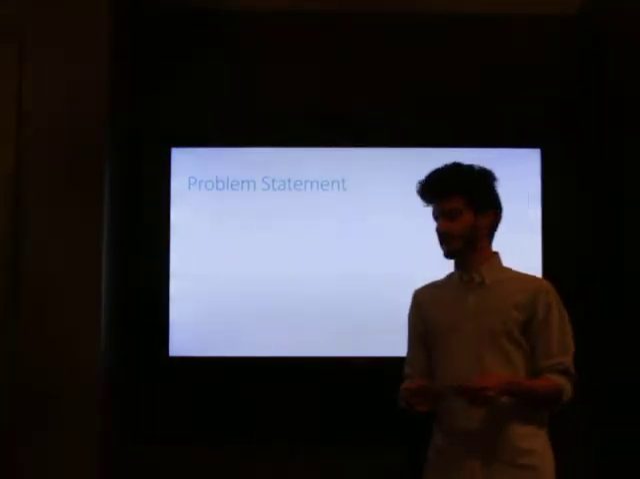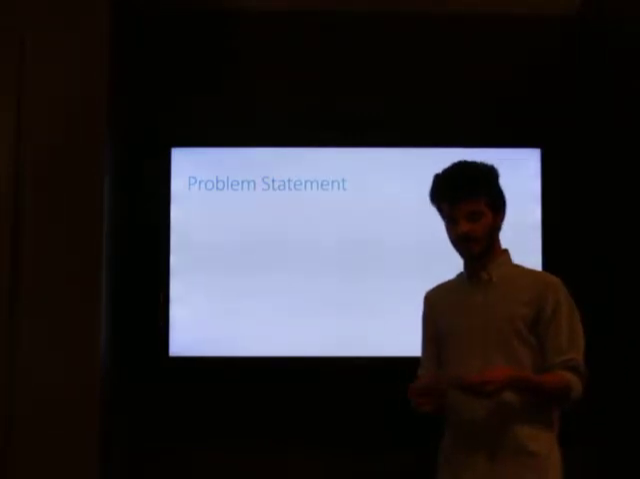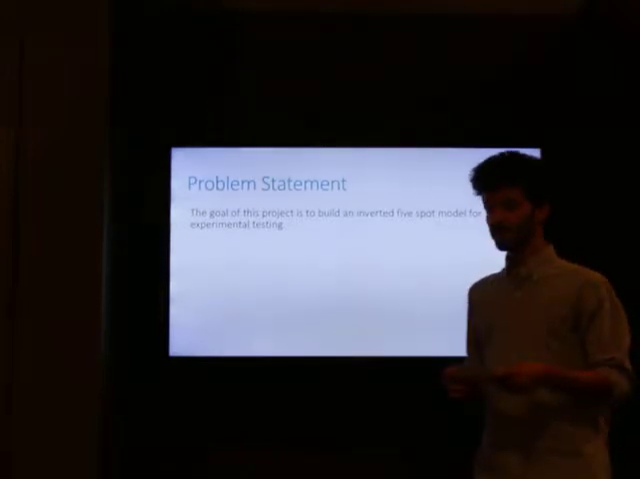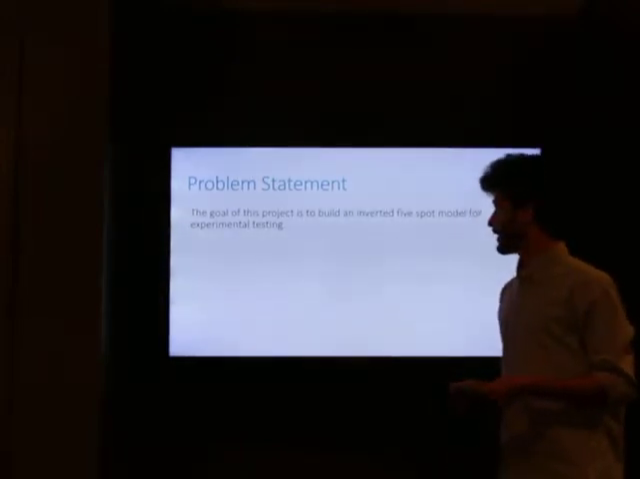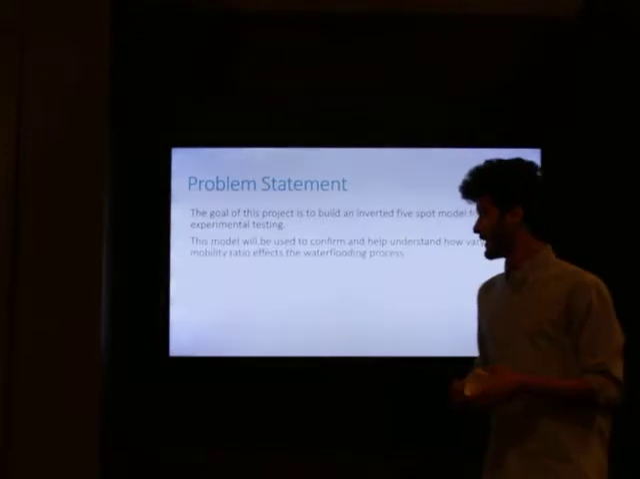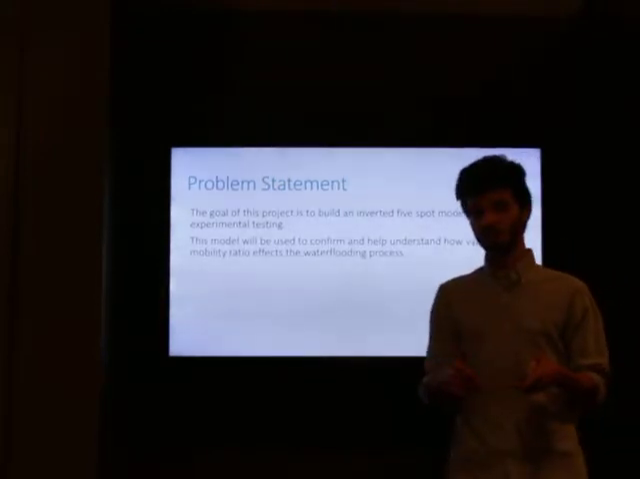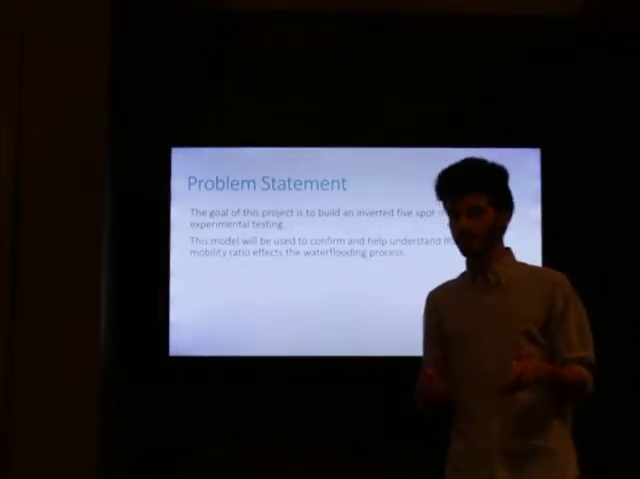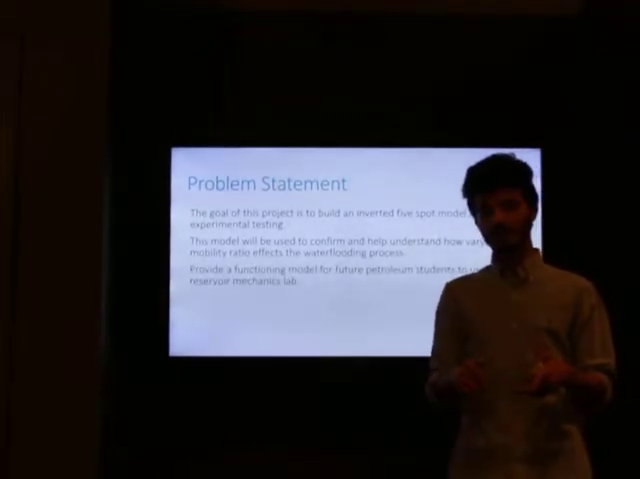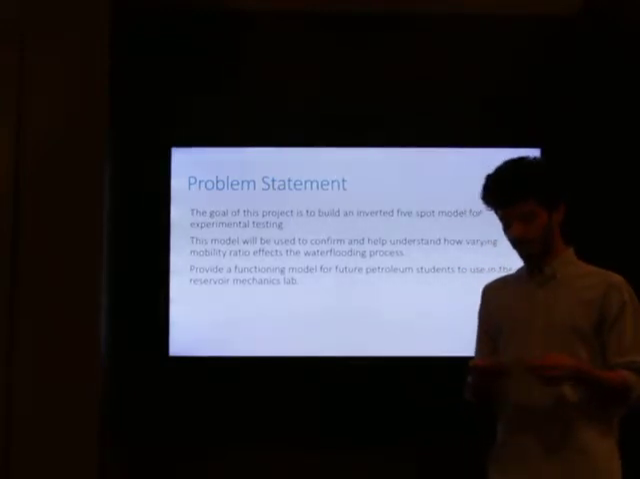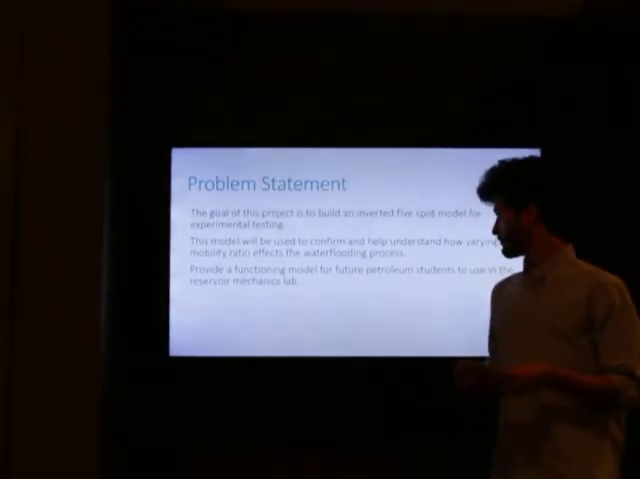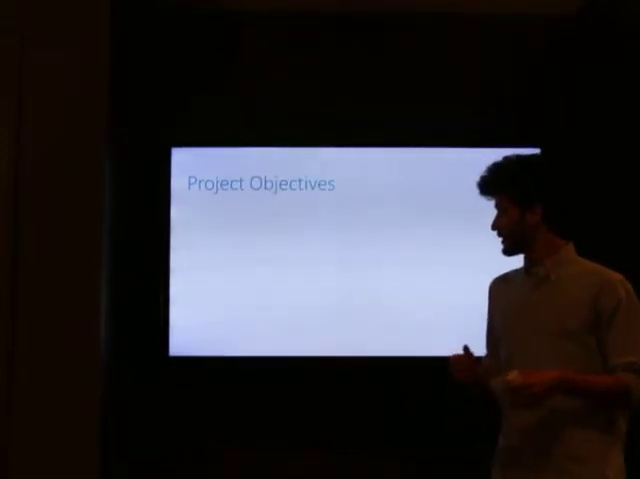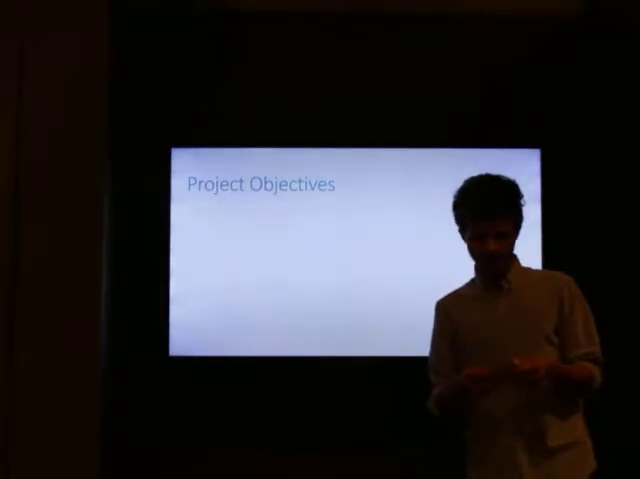I will start the presentation with the problem statement. First, the goal of this project is to build an inverted 5-spot model for experimental testing. Next, this model will be used to confirm and help understand how varying mobility ratio affects the water flooding process. And finally, provide a functioning model for future petroleum students to use in the reservoir mechanics lab. I will give it to Steven. He will talk more about the project objectives.